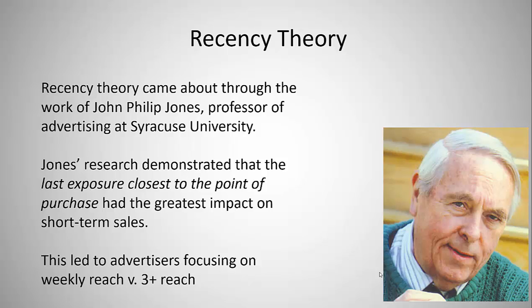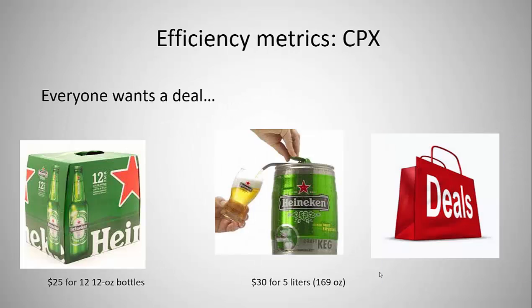So now we've determined how many GRPs we'll plan to buy based on our reach and frequency goals, and we've determined how many weeks in the year we can advertise. The next step is to determine how efficiently we will buy. Efficiency is not purely a media concept. Everyone always wants to make sure they're getting a deal.